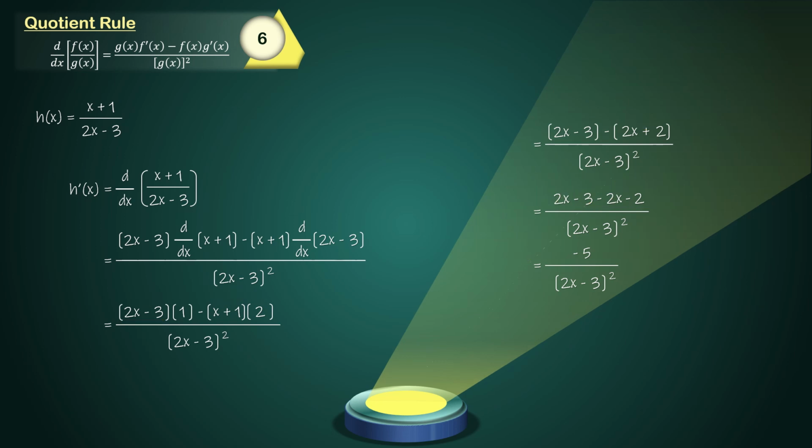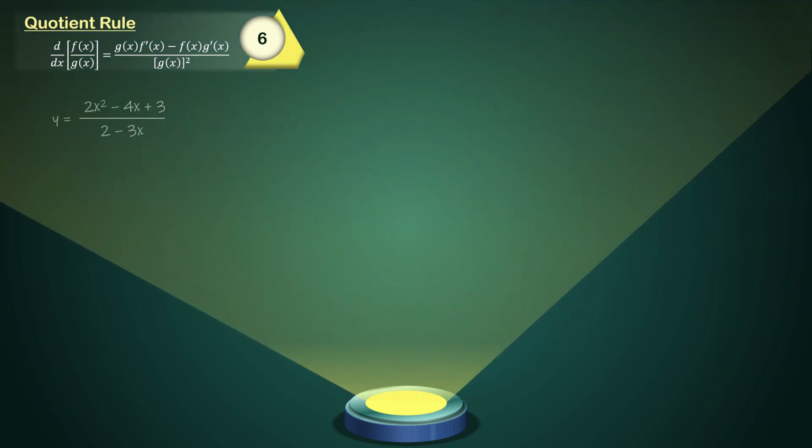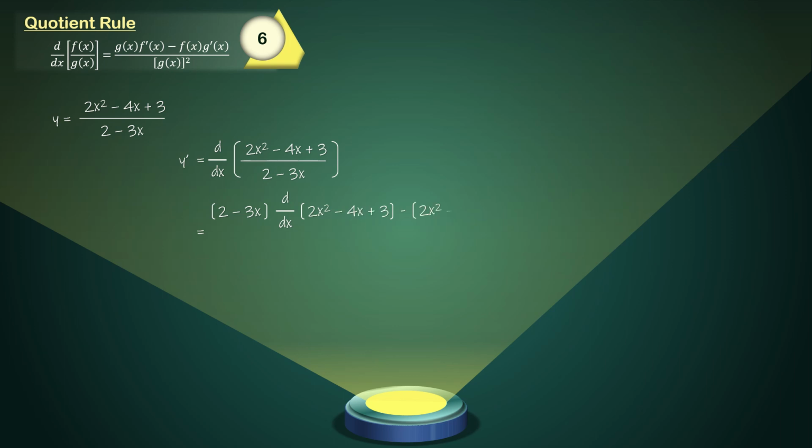Third example, what is the derivative of y equals 2x squared minus 4x plus 3 all over 2 minus 3x? Take the derivative. By applying the quotient rule, the derivative is equal to the denominator times the derivative of the numerator minus the numerator times the derivative of the denominator, all over the square of the denominator.